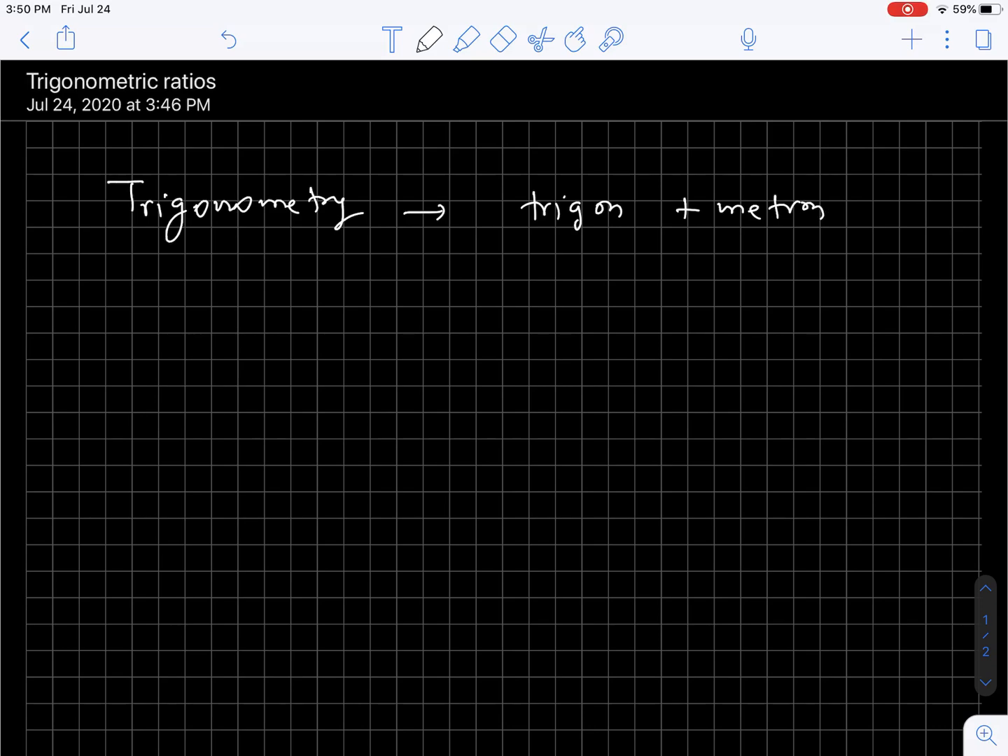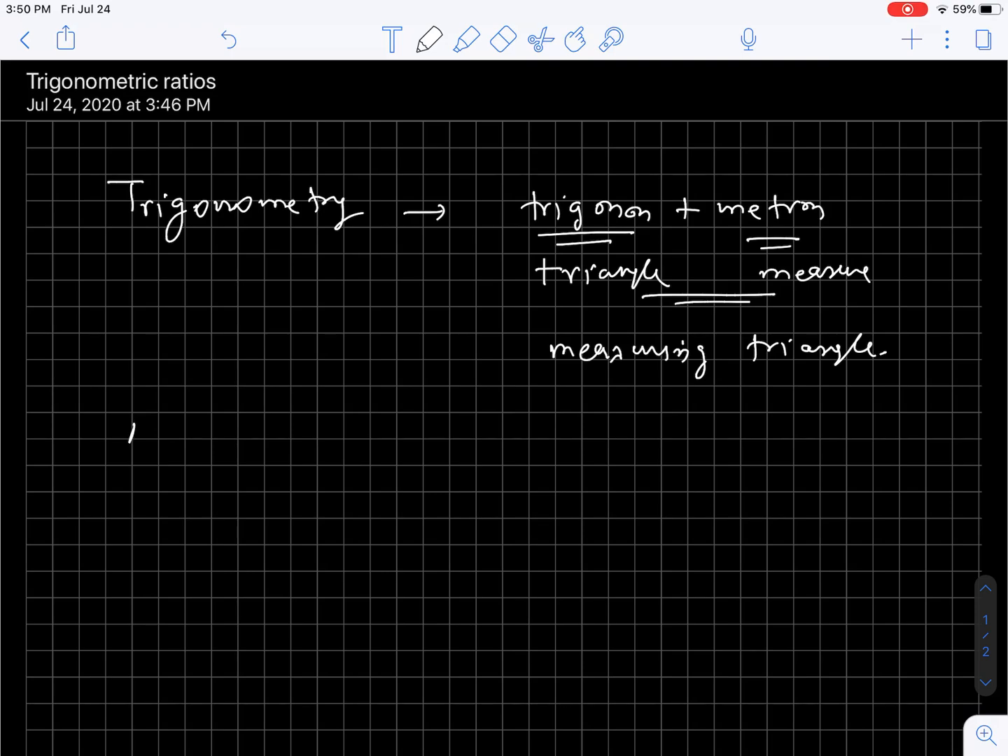Trigon means triangle, and metron means measure. Basically, trigonometry is the science of measuring triangles. In this series, we will study the chapter of 10th class on the concept of trigonometric ratios. We will study simple concepts of 10th class, not advanced topics.